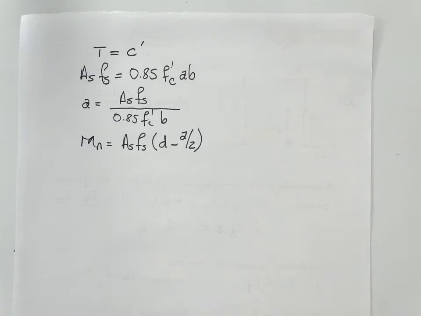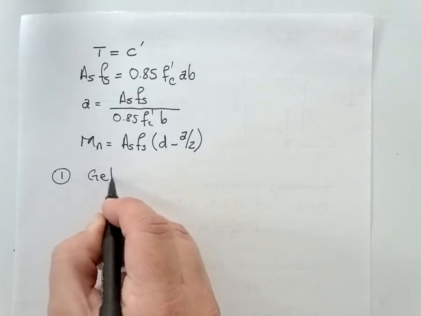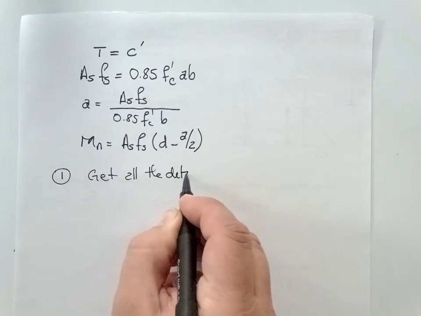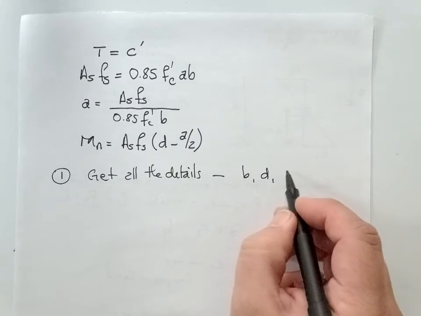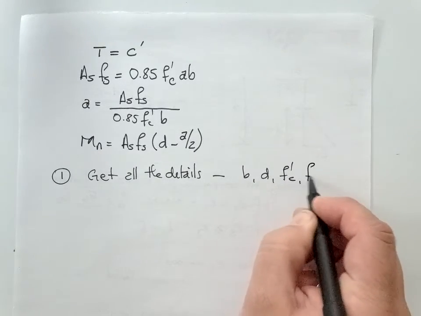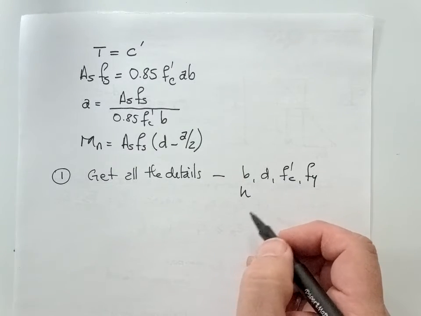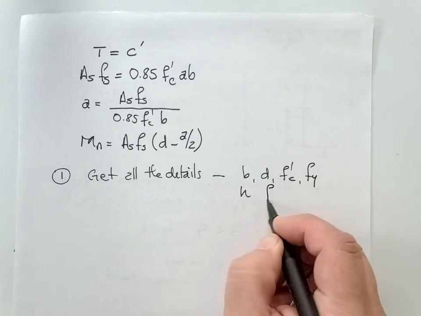But what if I just said the steel was yielding? If I said that the stress in the steel, F_S, is equal to F_Y, then I know what F_S is. The only unknowns I have up there are A and M_N. Pretty cool, huh? So my method is going to be as follows. Number one, I'm going to get all the details from the drawing. I'm going to get B, and I'm going to get D, and I'm going to get F prime C, and I'm going to get F_Y, and I'll get H. What else do I need up there? That's it, right?